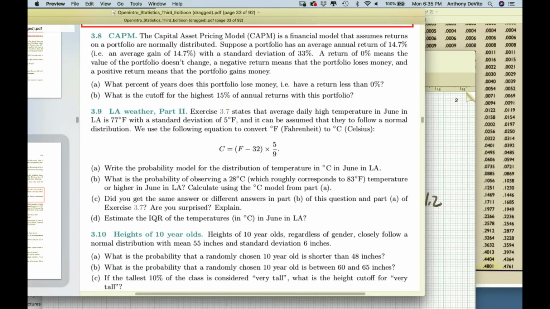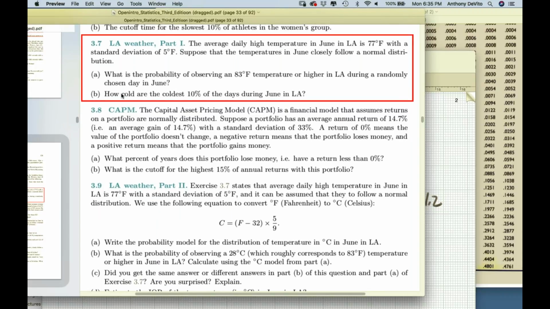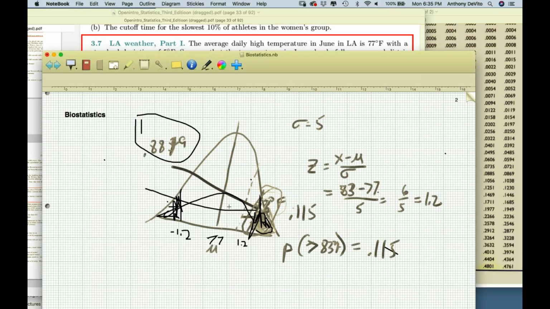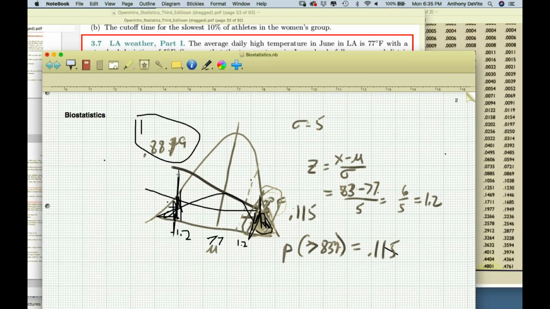Okay, so let's move on to another problem. Oh, wait, before we do: how cold are the coldest 10% of the days during June in LA? In other words, what is the temperature that represents the coldest 10% of the days? This area is 10% of the total days in June. So what we're interested in is finding the x value, the temperature that represents the coldest 10% of the days.